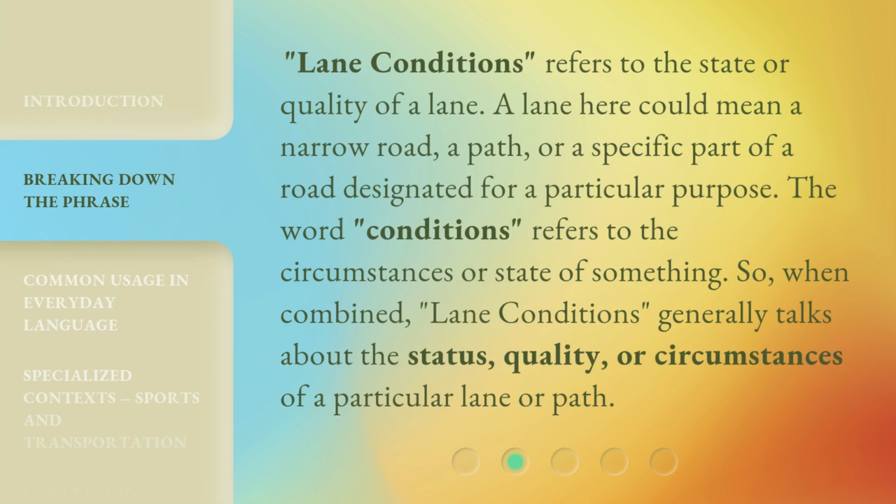Lane conditions refers to the state or quality of a lane. A lane here could mean a narrow road, a path, or a specific part of a road designated for a particular purpose. The word conditions refers to the circumstances or state of something. So, when combined, lane conditions generally talks about the status, quality, or circumstances of a particular lane or path.